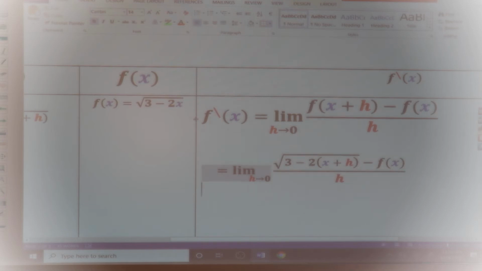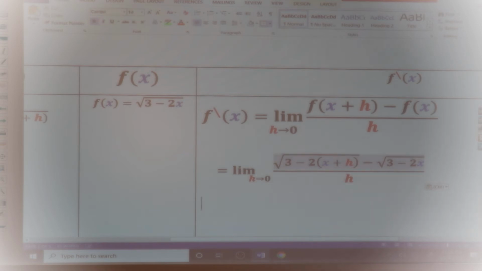And f of x is here. I'm going to take this one. Since I have a square root, I don't worry about the parentheses. This square root, I'm going to take this one here and replace this one by this. The square root helped me.